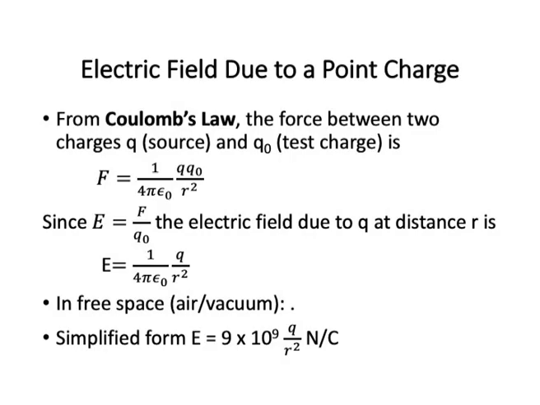In free space, that is nothing but air or vacuum, the value of this electric field intensity can be simplified to E equals 9 into 10 to the power of 9 q by r square, in Newton per coulomb. That is the value of electric field intensity due to a point charge in free space. Next, we will see about Coulomb's theorem.